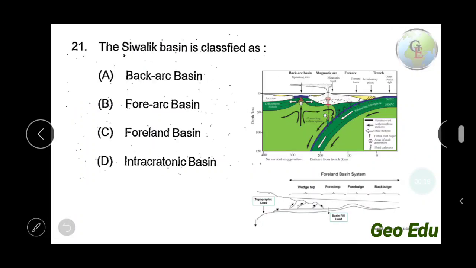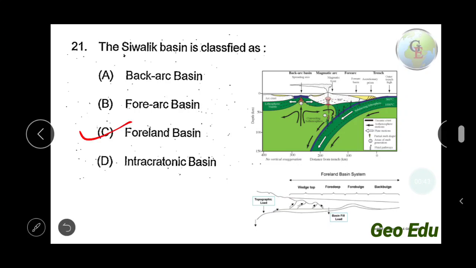The first question is: Siwalik Basin is classified as option A, Back Basin; option B, Fore-arc Basin; option C, Foreland Basin; and option D, Intracratonic Basin. First, I will tell the answer. The answer will be Foreland Basin.